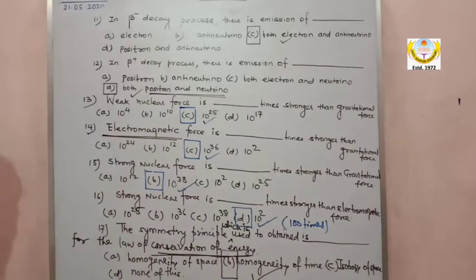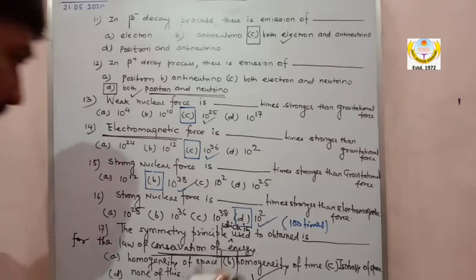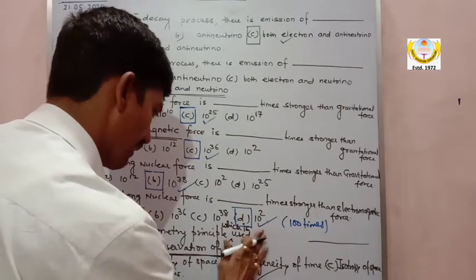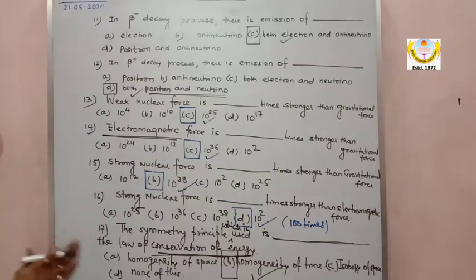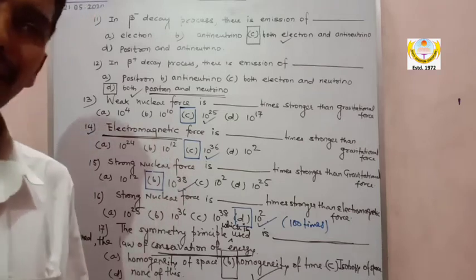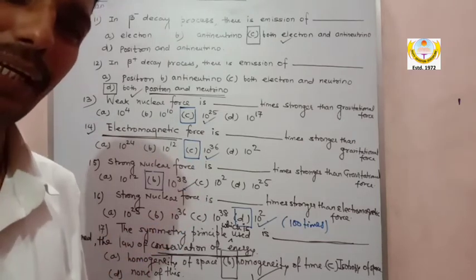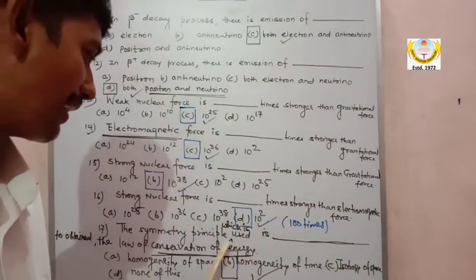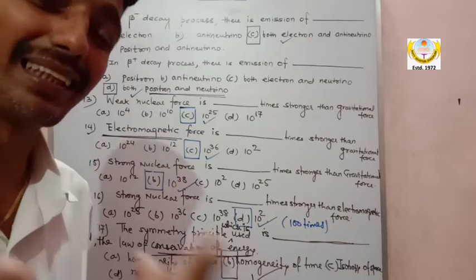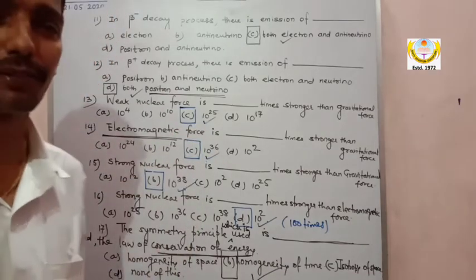The symmetry principle which is used to obtain the law of conservation of energy is homogeneity of time. Homogeneity of time, that is, time remains the same. My dear, time remains the same means for any time, the energy remains conserved. That is called homogeneity of time.